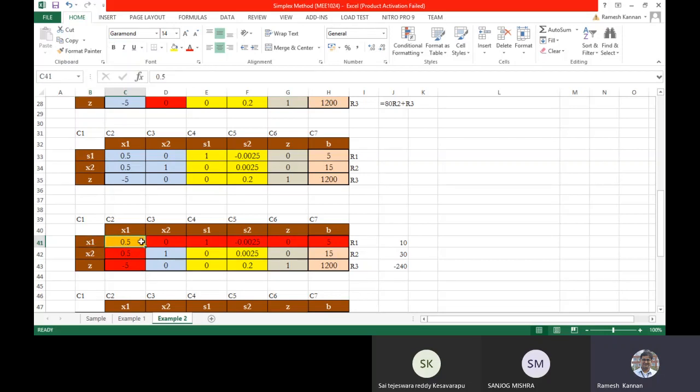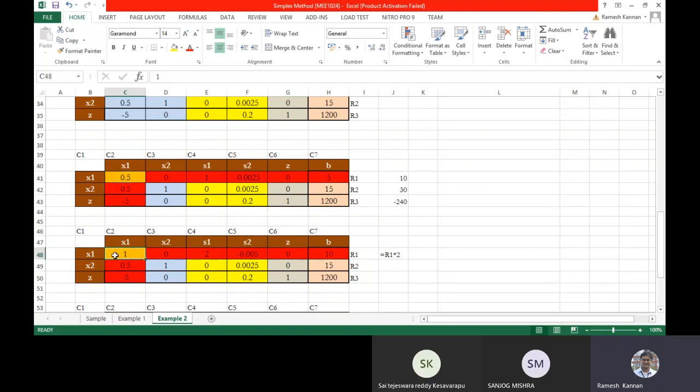And the pivotal element, we have to make it 1. How do we make 0.5 to be 1? What is 0.5? It is 1 by 2. So how do you make 1 by 2 to be 1? Multiply by 2. So multiply this particular row by 2, the entire row. So 0.5 into 2 is 1, 0 into 2 is 0, 1 into 2 is 2, then minus 0.0025 into 2 is minus 0.005, 0 into 2 is 0, 5 into 2 is 10. So we made the pivotal element in the key row to be 1.